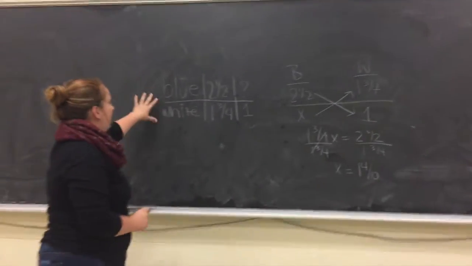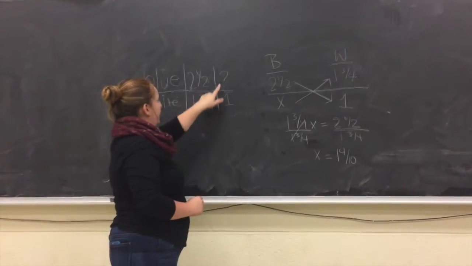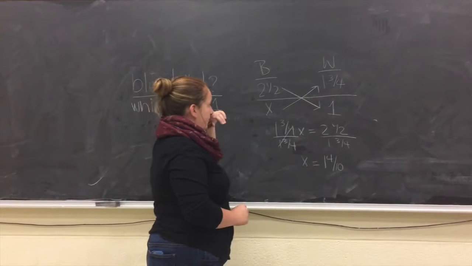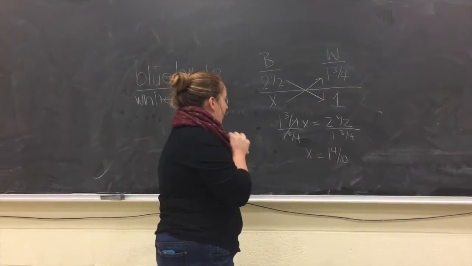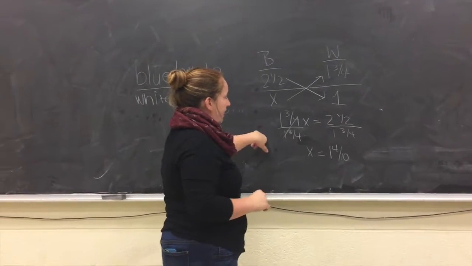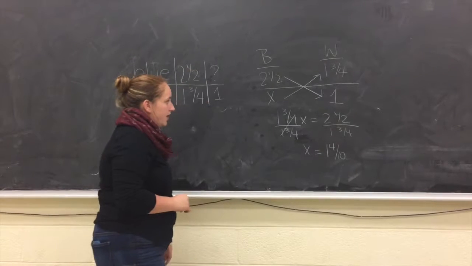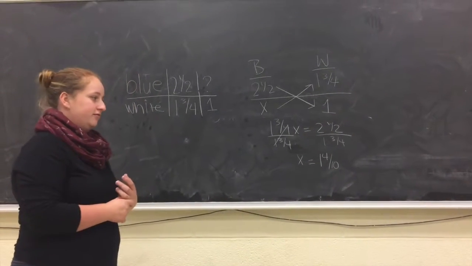Explain your reasoning. Okay, so we set up a ratio table to determine what we needed to figure out, which is how many cups of blue paint we needed to add. And then we decided to set up a cross-multiply problem. So after doing that, we determined that we need 1 4/10 more cups of blue paint to get back to the original mixture.